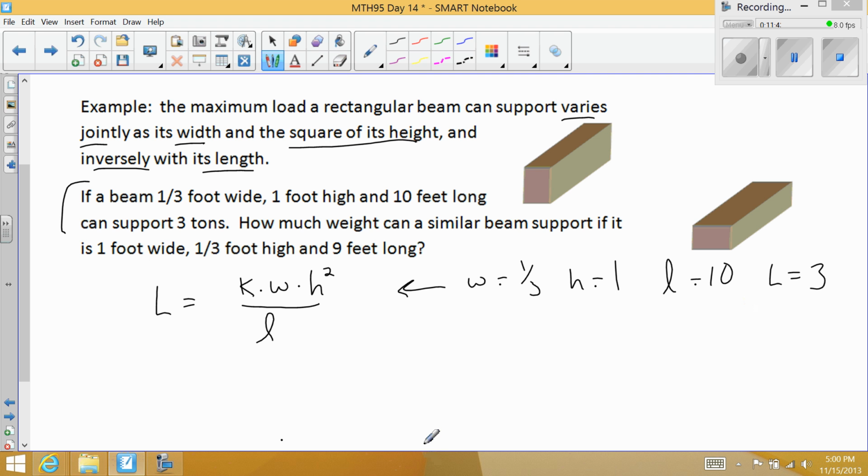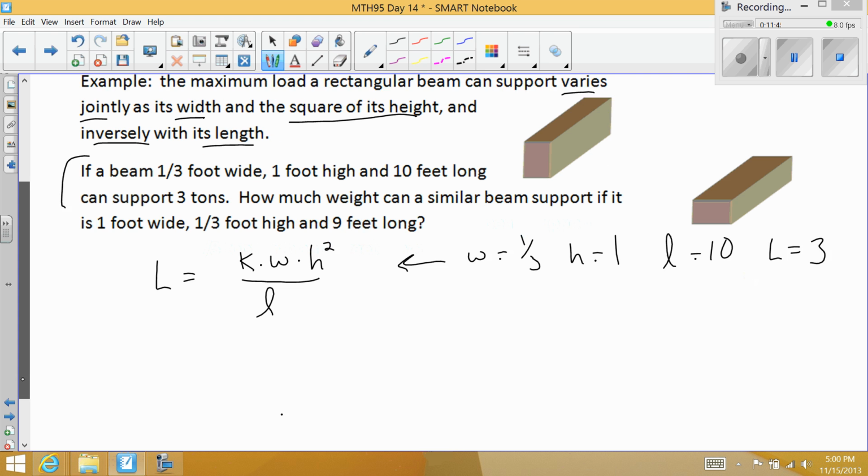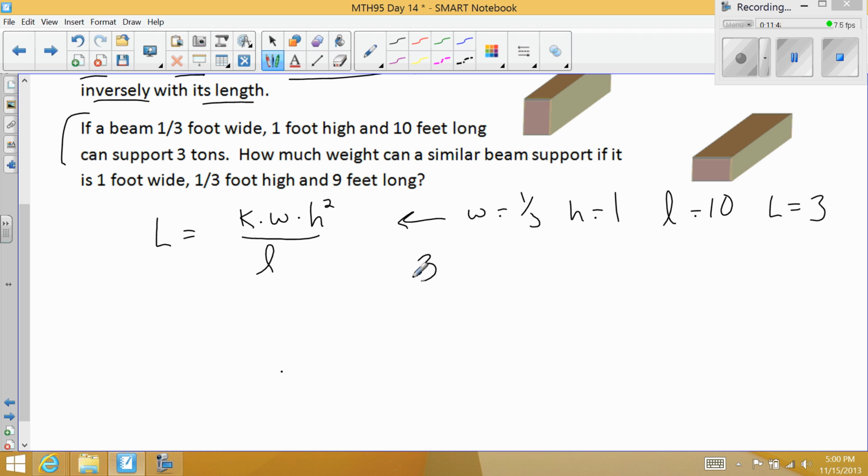We don't have the constant of variation yet. So putting in our known values, a little more room there, the load is 3 tons when a known constant of variation, the width is 1/3, the height is 1 squared, divided by the length, which is 10. Now we need to solve for k. So we do have a fractional equation, a rational equation here. I think what I'll do first thing to solve this is multiply both sides by 10. Again, as long as we're doing that to both sides of the equation, it's legit.